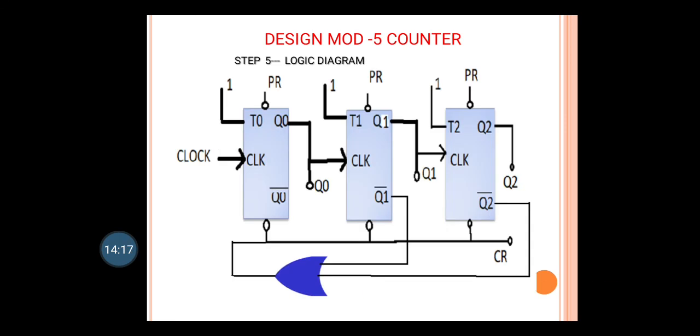So after the K-map table you are supposed to draw the logic diagram. Now here you can see 3 T flip-flops will be there, T0, T1, T2 as usual. Connect all T0, T1, T2 to 1. Then output Q0 to clock, Q1 to clock, and the outputs are taken out, Q0, Q1, Q2, as shown. All clears are connected together.